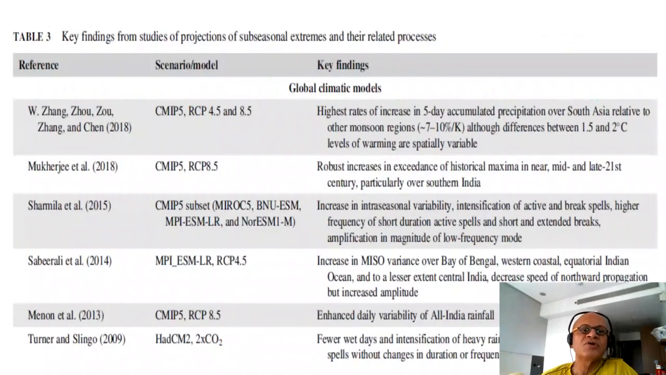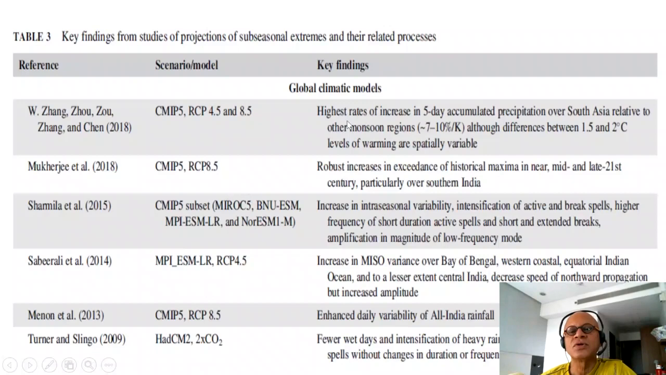Let's run through a few papers which are listed here in the paper by Dipti Singh and colleagues. Key findings from studies of projections of subseasonal extremes and their related processes. Different scenarios are considered. 4.5 is our representative concentration pathway. 4.5 is a medium emission pathway with resulting radiative forcing, anthropogenic forcing of 4.5 watts per meter squared by 2100, whereas 8.5 is the extreme emission scenario of business as usual, and different models are looked at here.